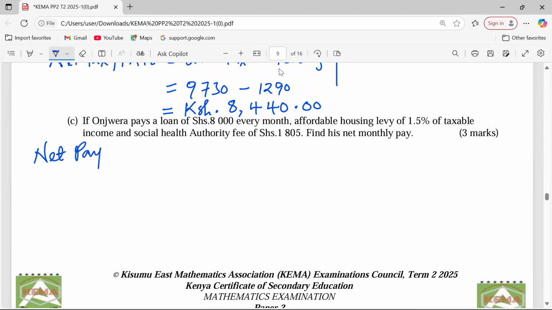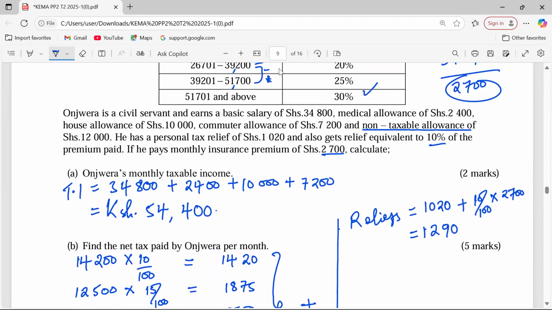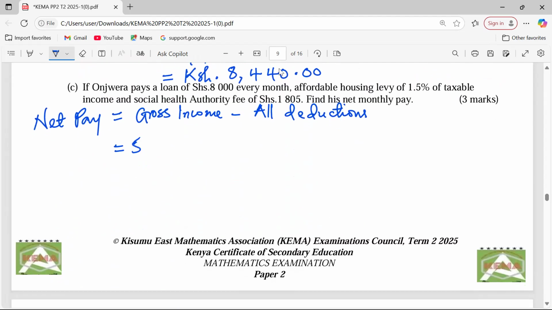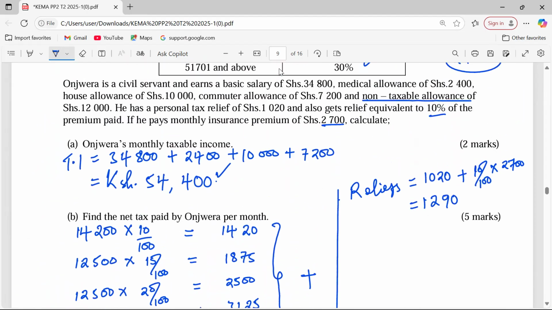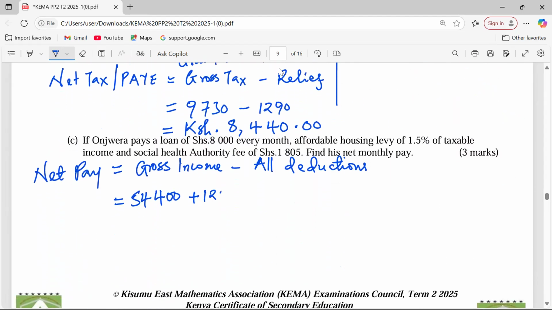Net pay is usually given by gross income minus all deductions. All deductions is everything that he pays. So what would be the gross income? Gross income is everything that he earns. So we are already having a taxable income, 54,400. And we are also having a non-taxable allowance of 12,000. So that will be now the gross income.